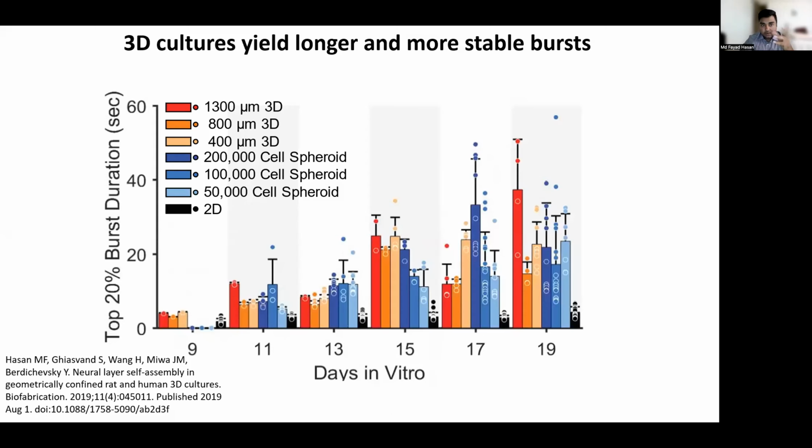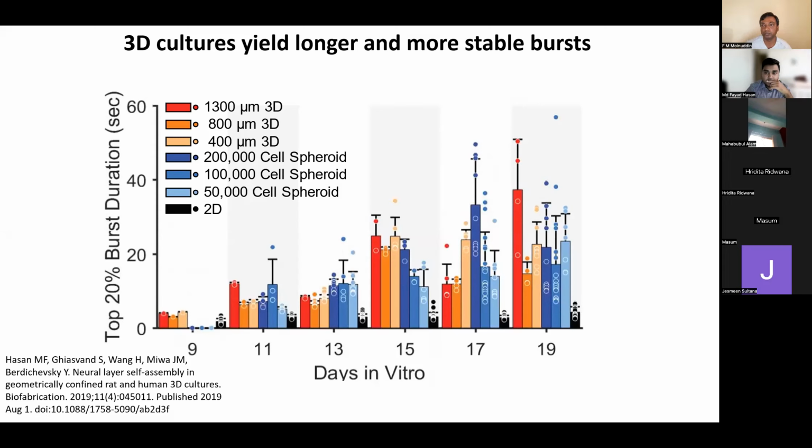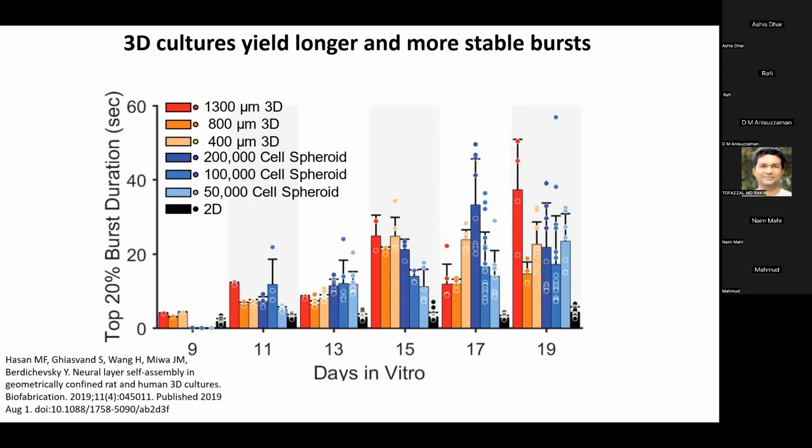Previously we showed that there are a lot of spheroid and organoid cultures, and we also made those kinds of cultures. We showed that our cultures, these red ones, have longer burst activities than those spheroid and two-dimensional cultures, which means that our cultures are much better at mimicking epileptic seizure-like activity in a dish.